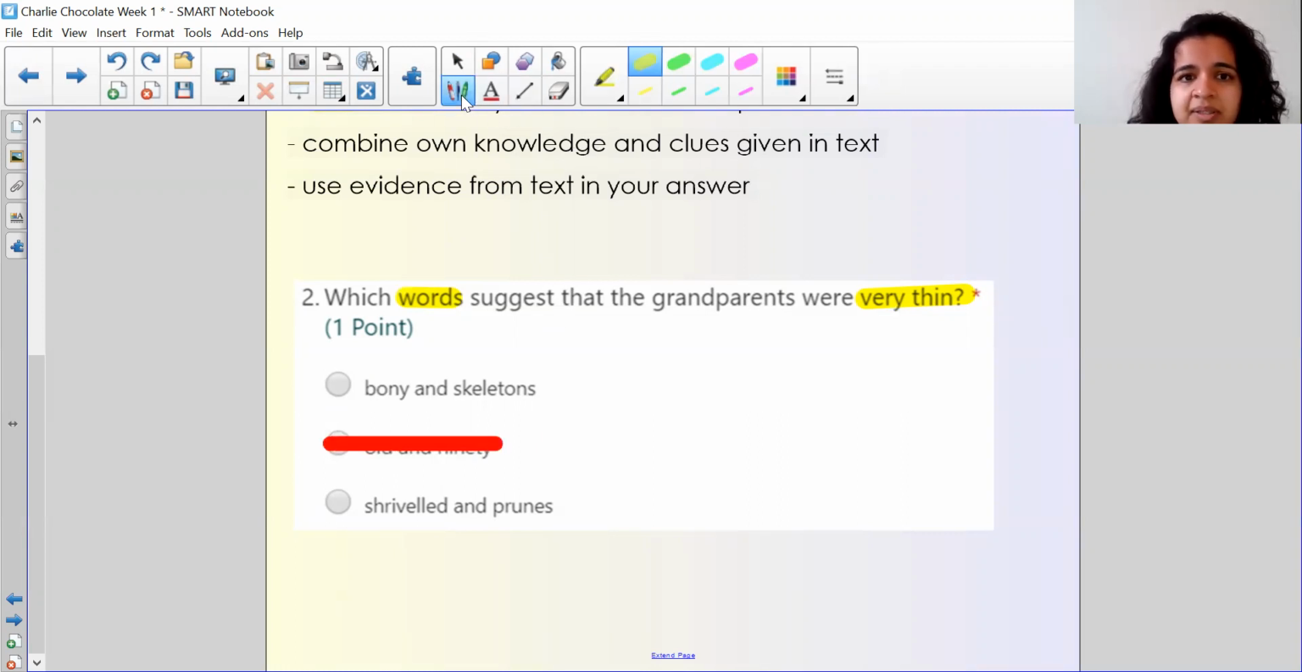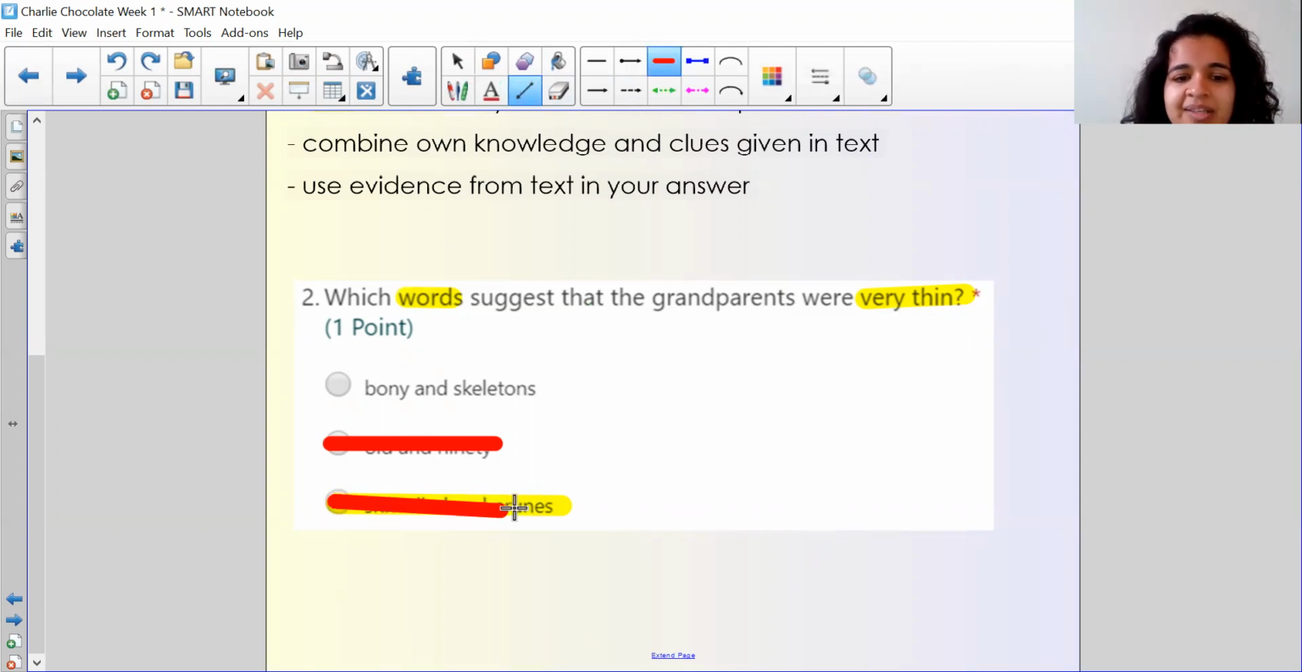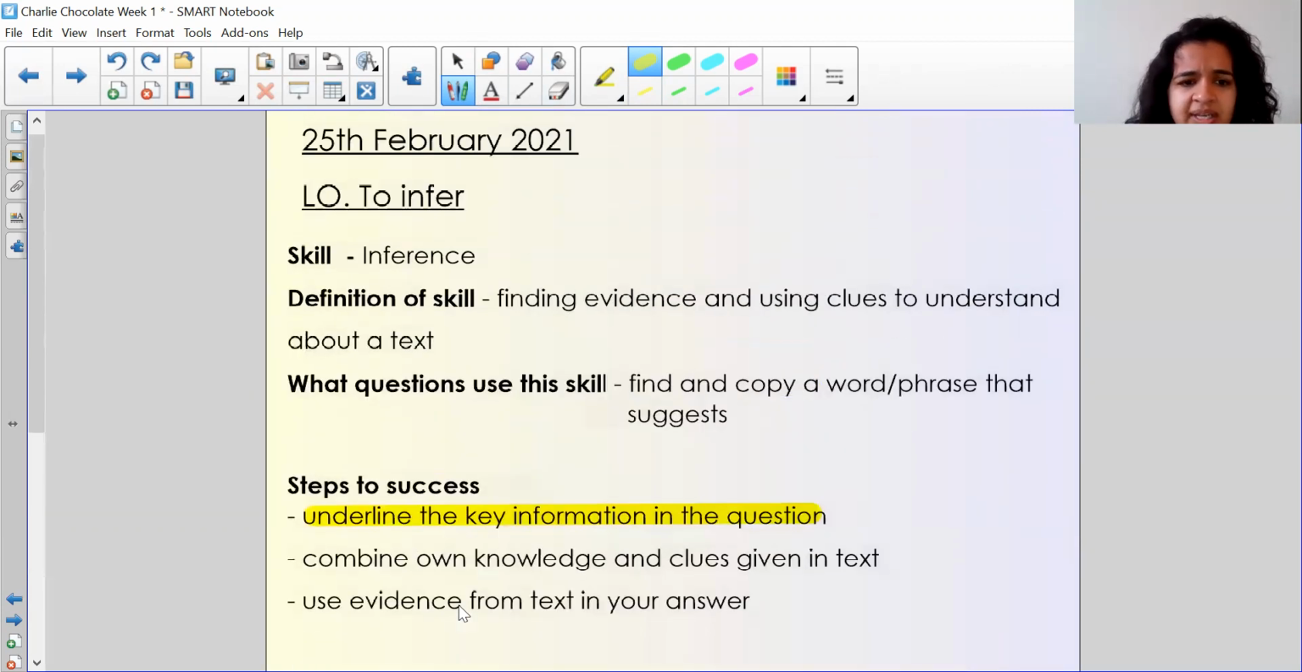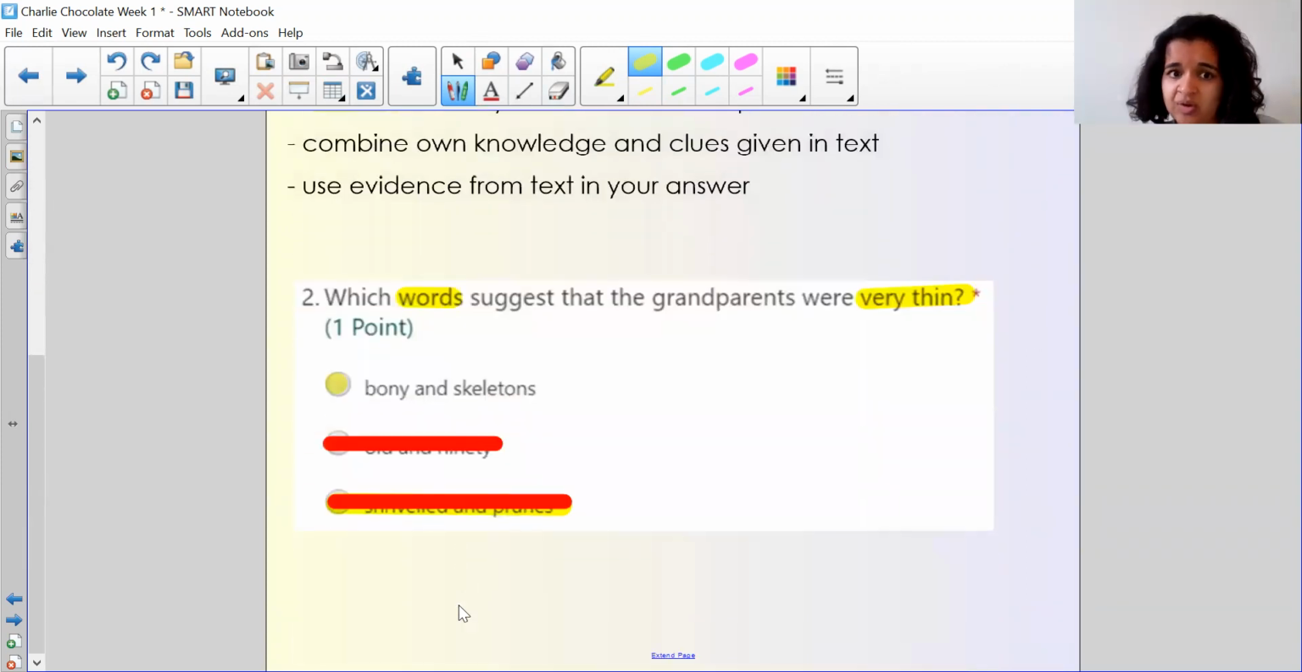Now, I know most people picked this one, shriveled and prunes. Now remember, prunes, as I said, were like really dried up plums, okay? And shriveled means you're really wrinkly, okay? But none of those words suggest to me that you could be very thin, because you could have really wrinkly fingers, but it does not mean that they're thin, okay? So the correct answer for that one, oops, I meant to cross that out, sorry. The correct answer for that one was actually bony and skeletons, okay? So I thought I'd just go over that question again, because quite a few of us did not get it.